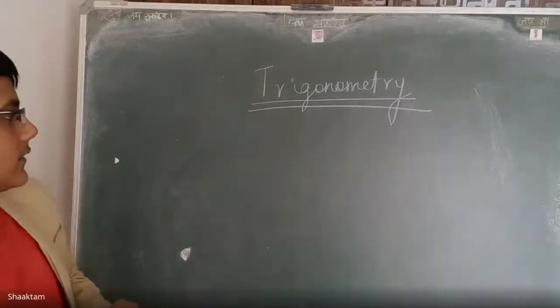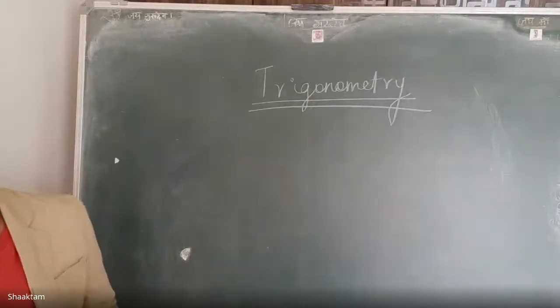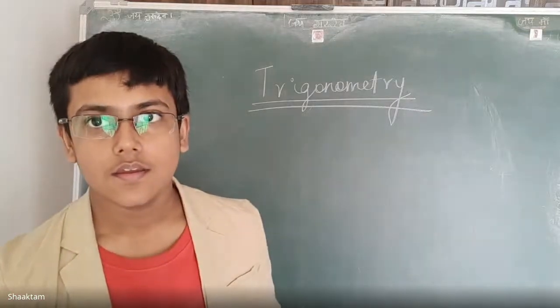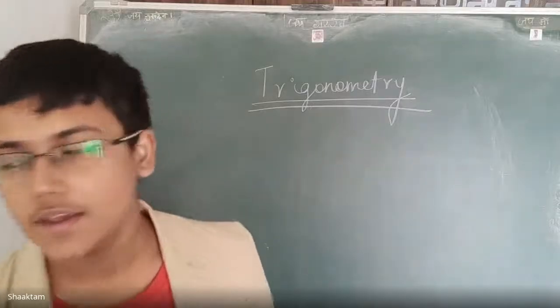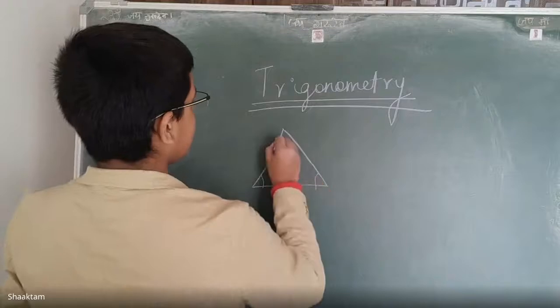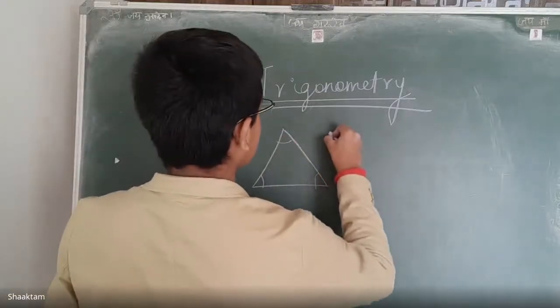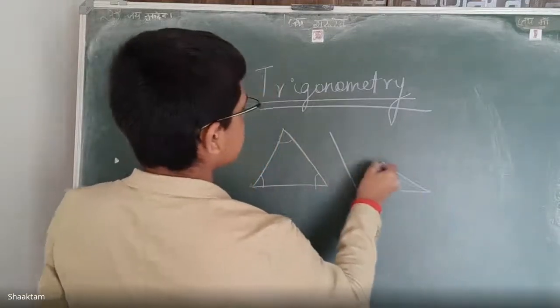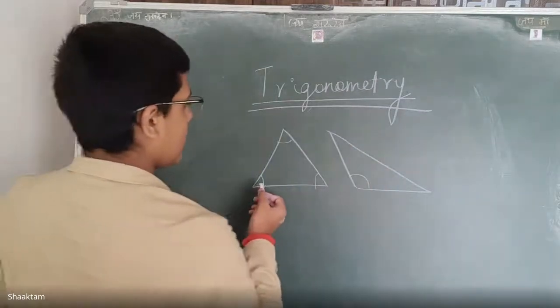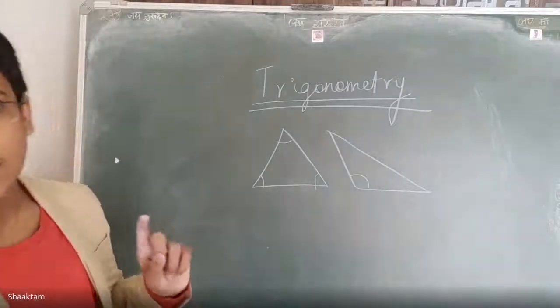Are you privy to triangles? What triangles are? They are three-sided polygons. Yeah, three-sided polygons. And there are various types. For example, if all the angles are acute, they're called acute angle triangles. If one angle is obtuse, they're called obtuse angle triangles. Angle cannot be reflex.